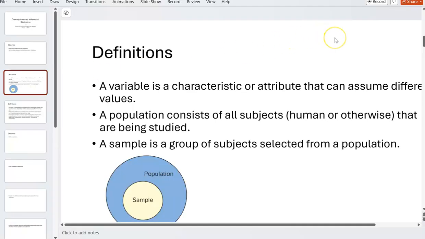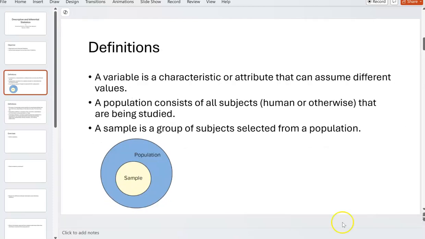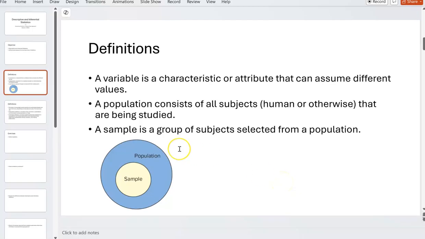So, for definitions, a variable is a characteristic or attribute that can assume different values, and a population consists of all subjects, human or otherwise, that are being studied, and a sample is a group of subjects selected from a population. So just overall, a population would just be a total group.